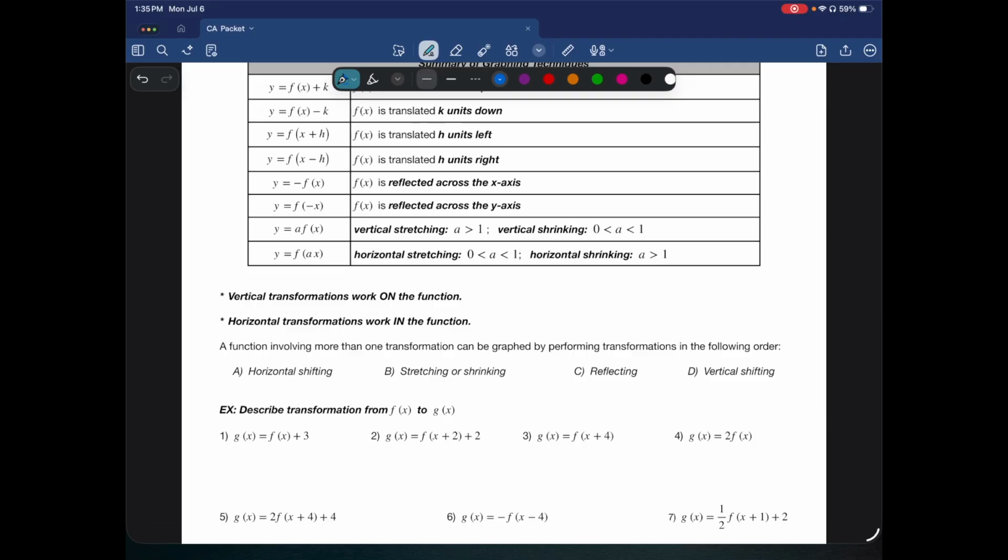So a function involving more than one transformation can be graphed by performing transformations in the following order. You want to do the horizontal shift, stretch or shrink, reflecting, and then vertical shifting.